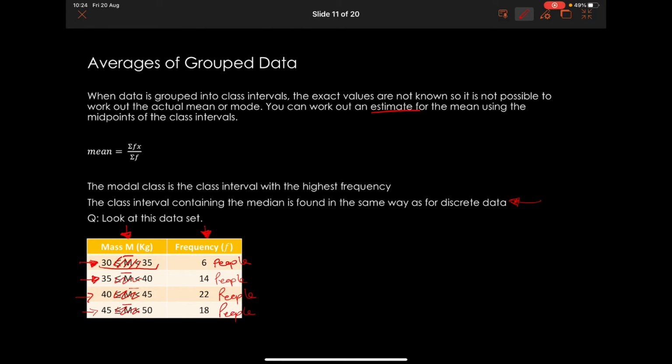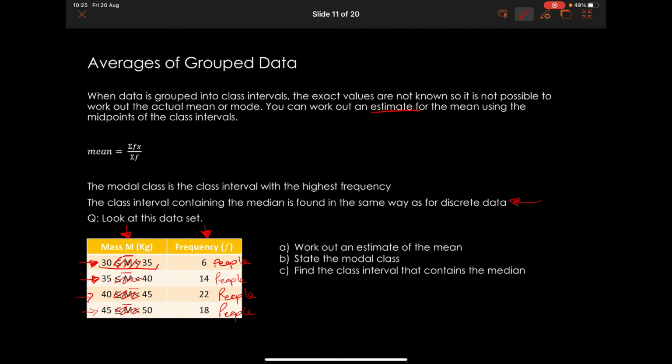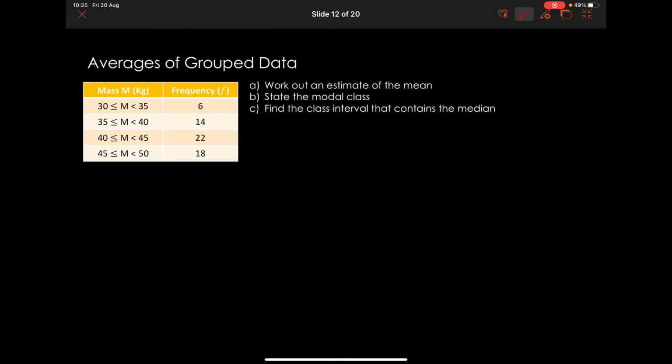So what you need to do is work out the mean the same way that you did before. In fact, we've got 3 questions to do. We've got to work out an estimate for the mean, we've got to state the modal class, and we've got to find the class interval that contains the median. I'm going to put this onto a new slide so I can show you that in a bit more detail.